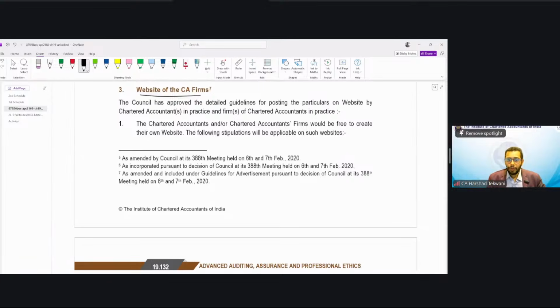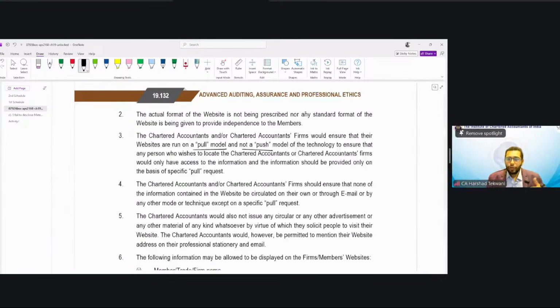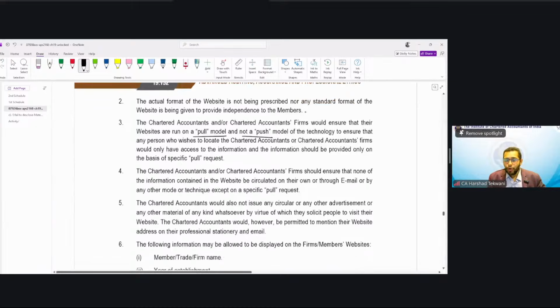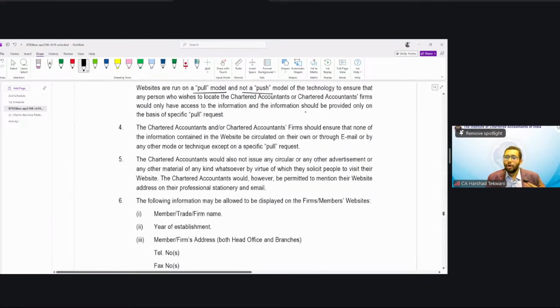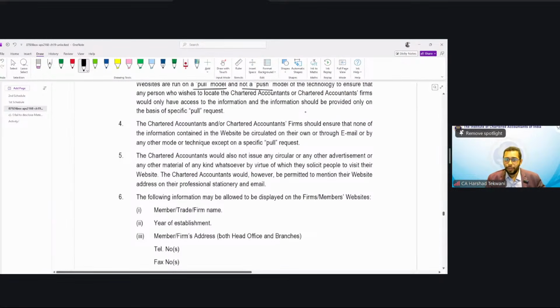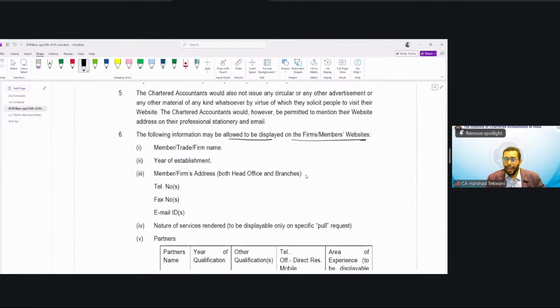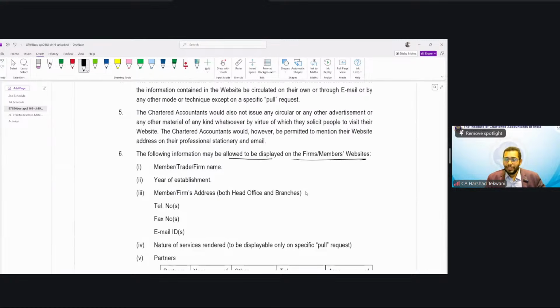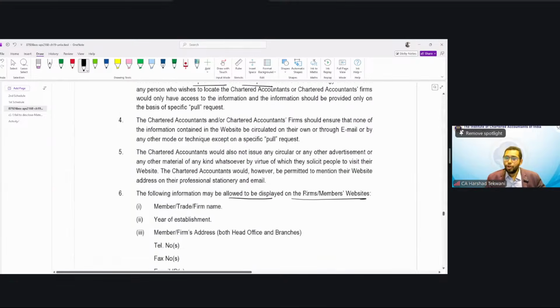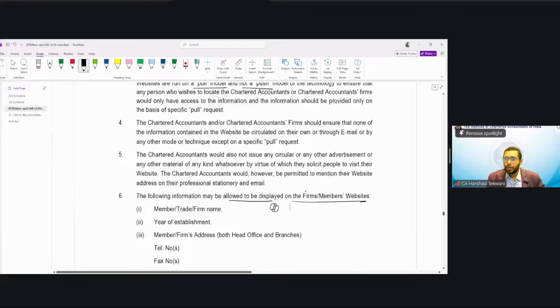Then what you can mention on the website, what is allowed to be displayed on the website, what is not allowed to be displayed on the website. And secondly, what you can do with the website. You should not issue any circular or any other advertisement or any other material through which you are soliciting people to visit the website.